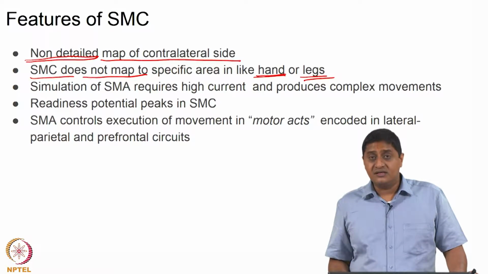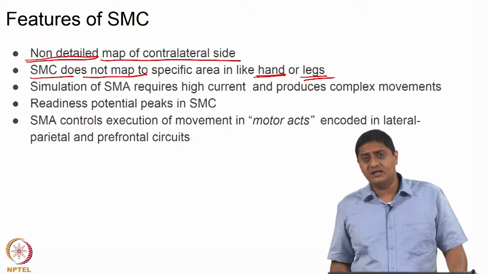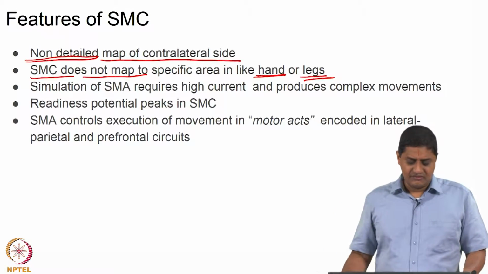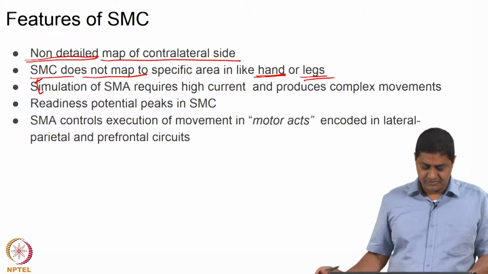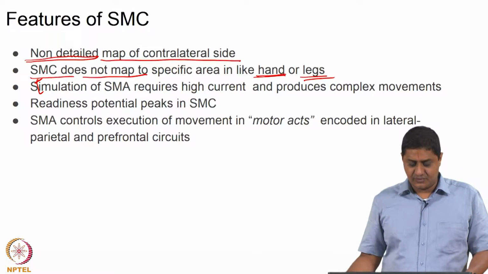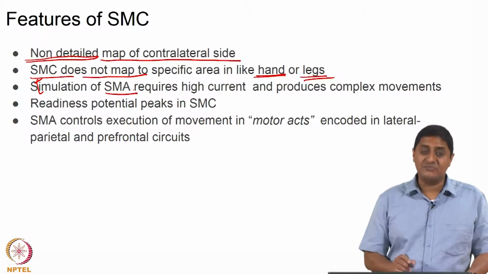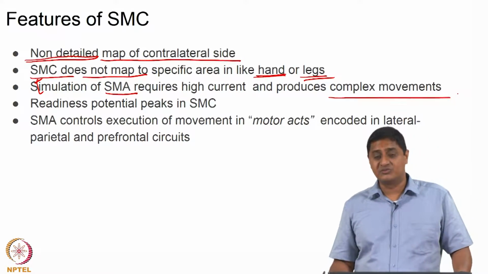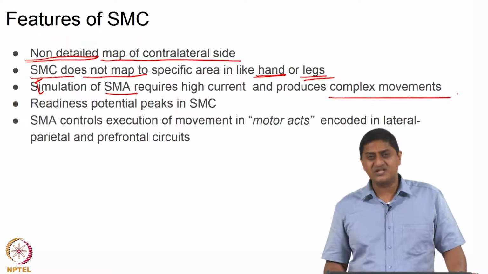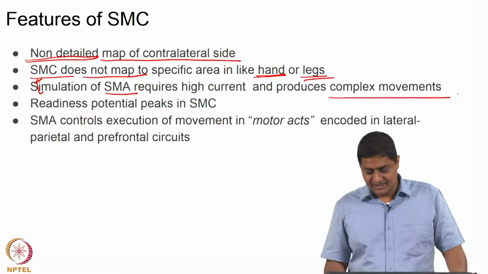Also, the stimulation required to produce a movement in the primary motor cortex is much less when compared with the stimulation required to produce a movement through SMA, right, supplementary motor area. And the movements produced are not necessarily simple movements. The movements produced are complex movements, as you would expect from a higher order control center such as supplementary motor area.